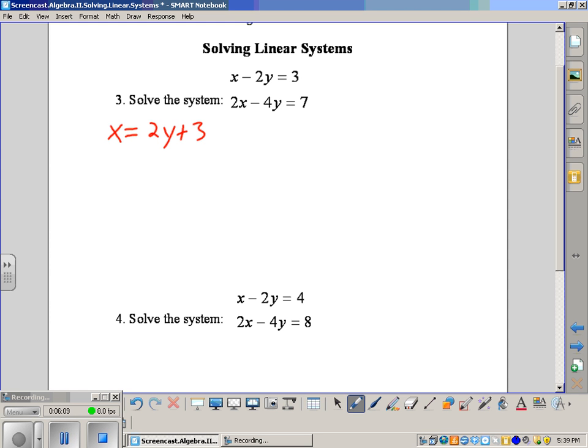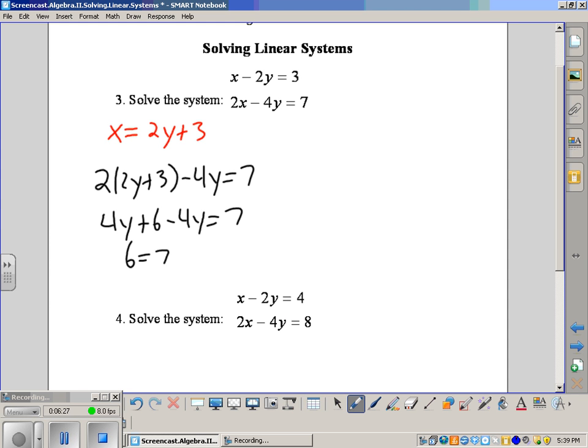So I'm solving for x, and let's see. Okay. It looks like 6 equals 7. In my book, I don't think that's true. So this is going to be an example of a no solution. And let me give you an idea of what that looks like.